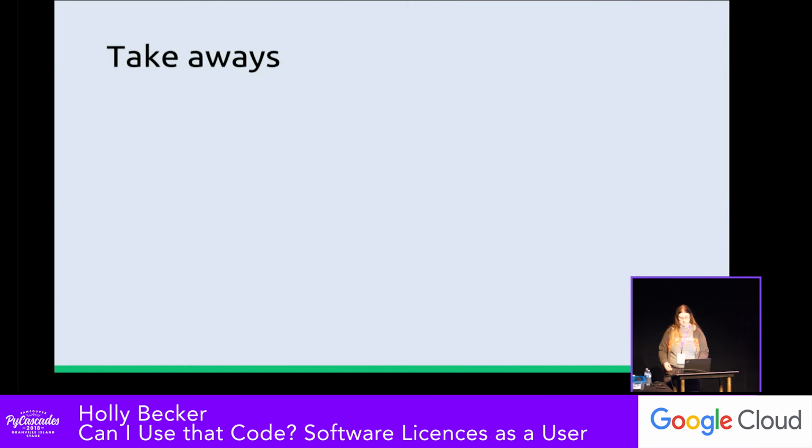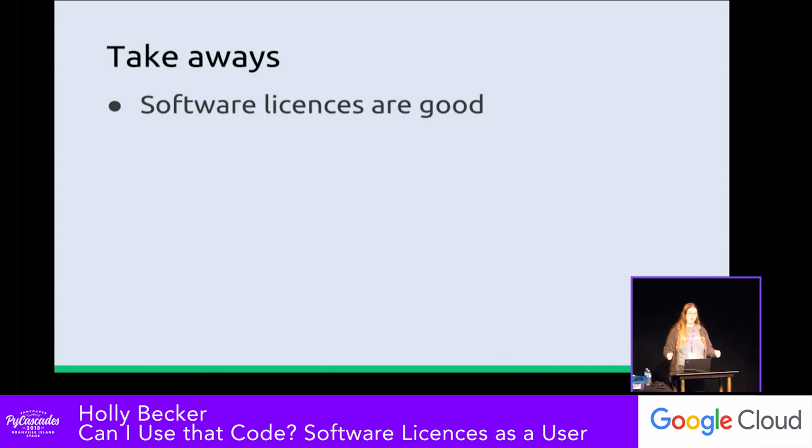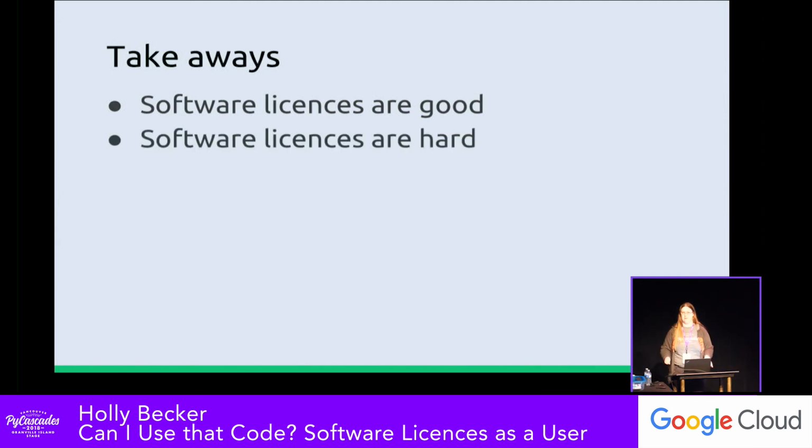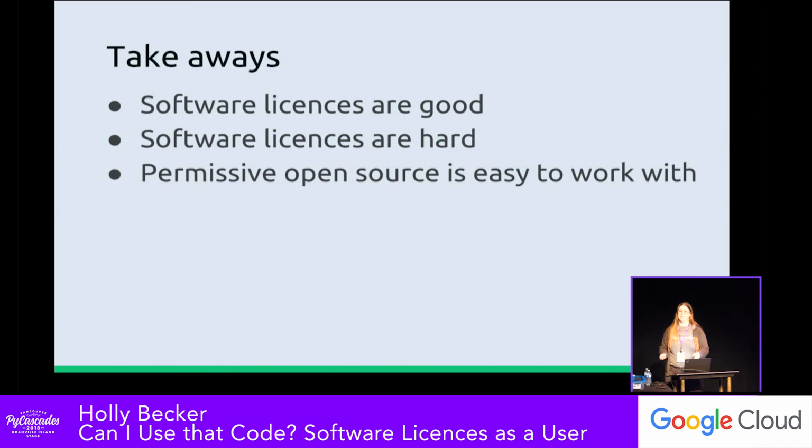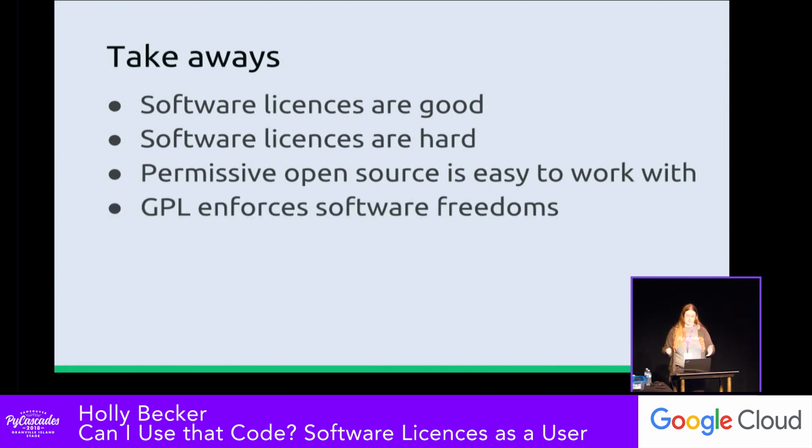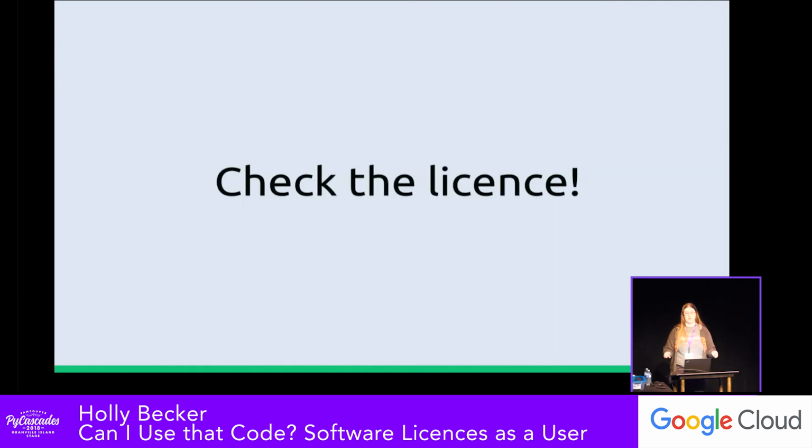In conclusion, there's a few things that I hope you remember from this. The first is that software licenses are fantastic. They allow you to use other people's code, they allow other people to use your code, and all of that results in the open source community, which is why we're all here. Software licenses are also kind of complicated. Permissive open source licenses are simple and straightforward and easy to use. The GPL takes a strong ethical stance. It doesn't want code being used without the users contributing back to the community that it came from. But most of all, remember to check the license. Don't assume you can use code just because you found it on the internet. Thank you.